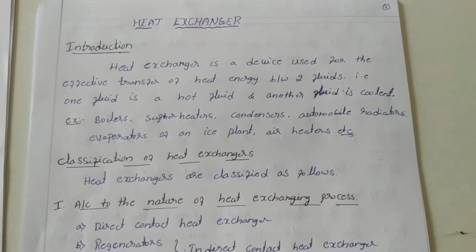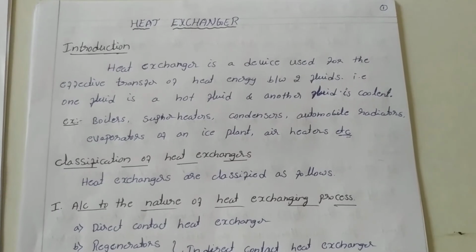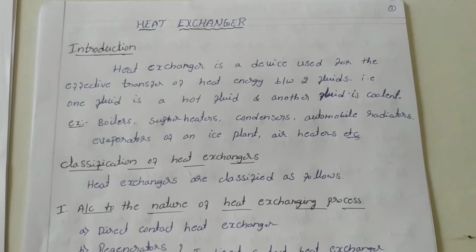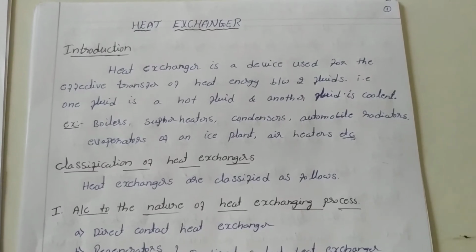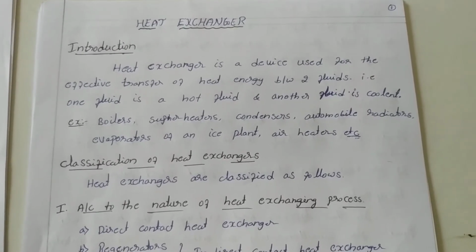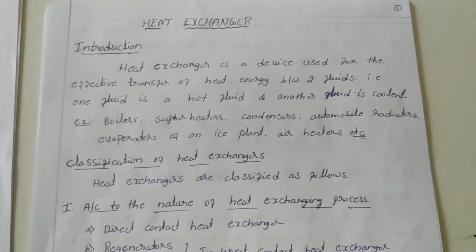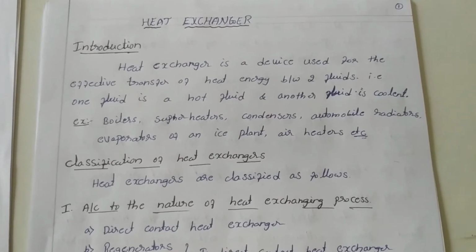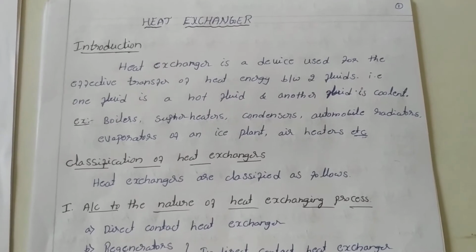What is called a heat exchanger? Heat exchanger is a device used for the effective transfer of heat energy between two fluids. That is, the exchange of heat between two fluids is called a heat exchanger. One fluid is called the hot fluid, and the other fluid is called the coolant.